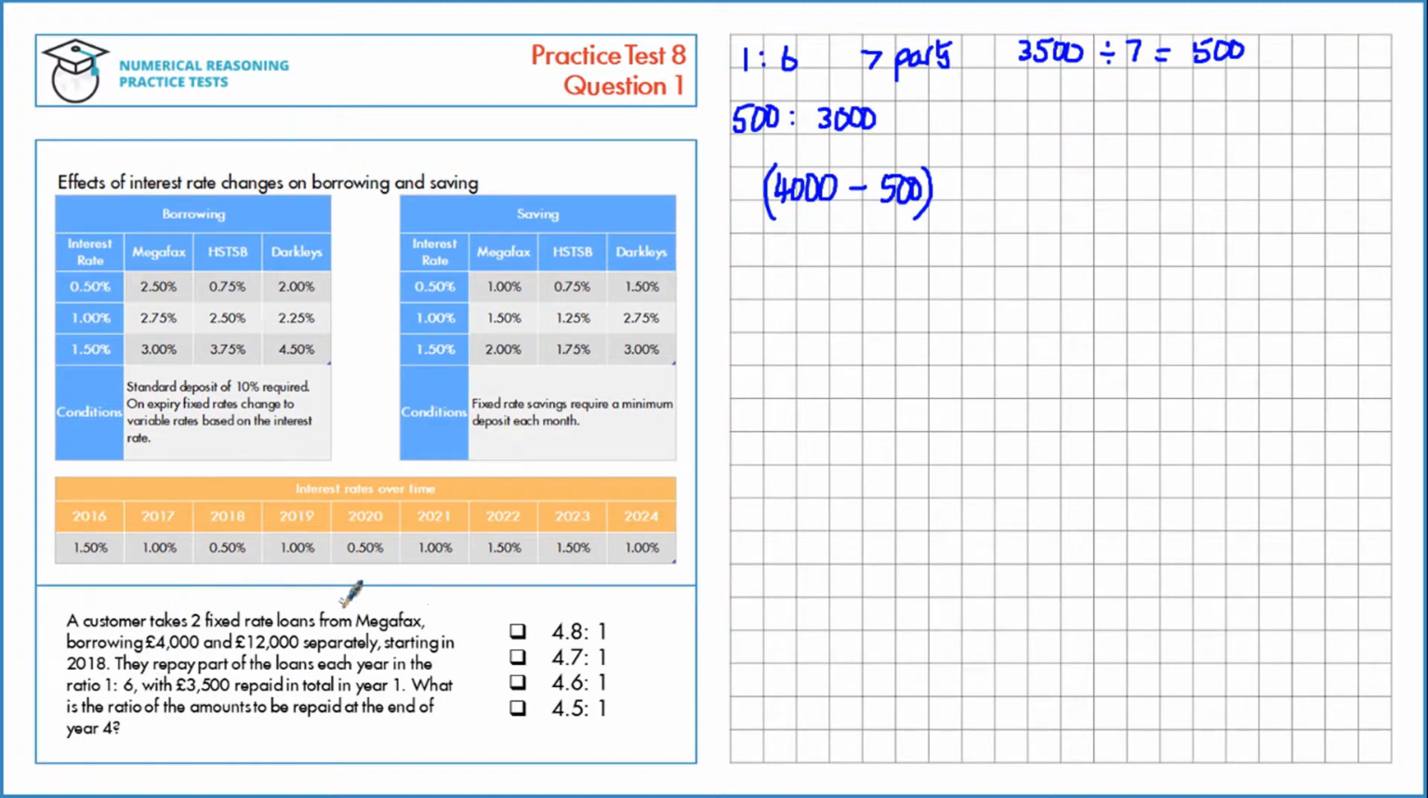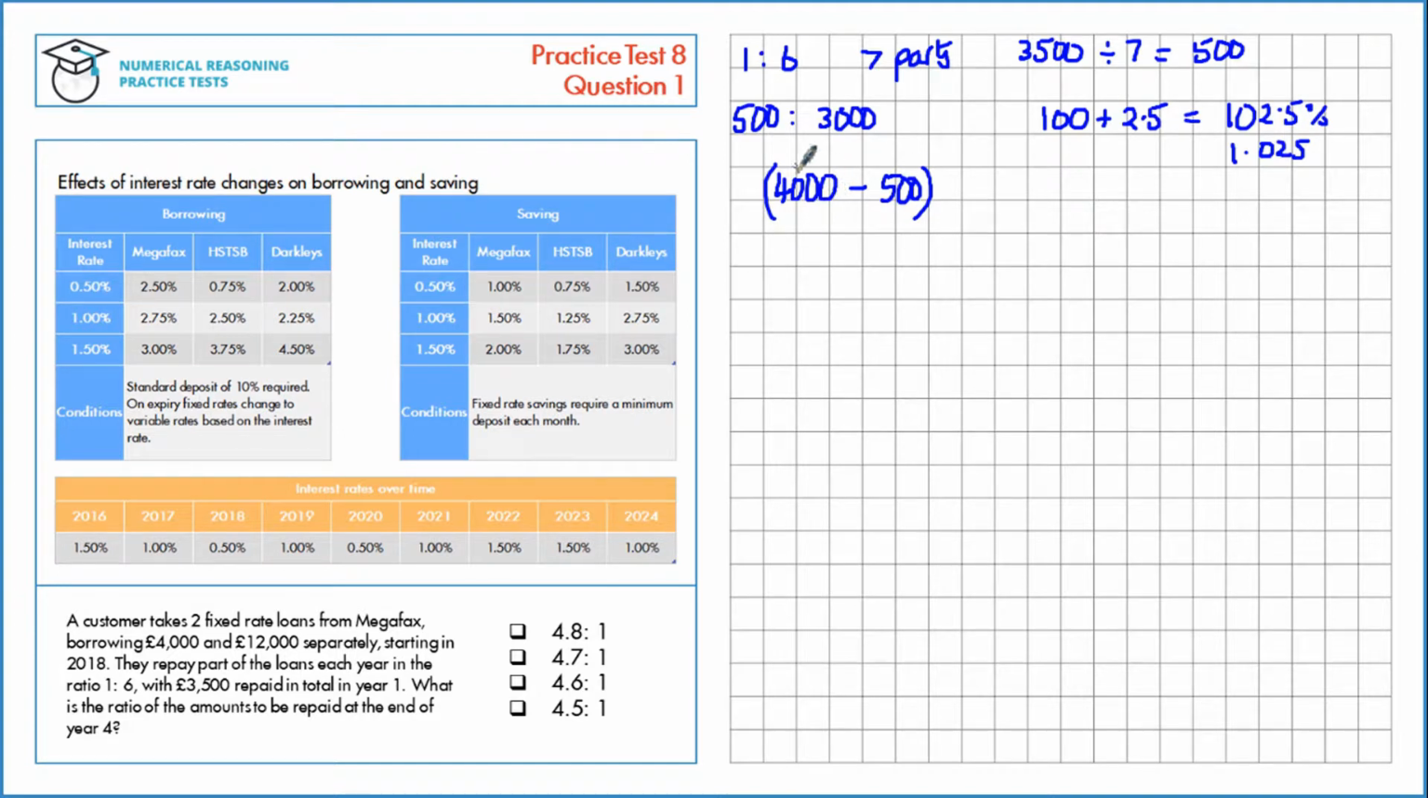So if we've got a Megafax fixed rate loan in 2018, the interest rate is 2.5%. If it's a fixed rate, that will stay at that rate for the duration. So if we have 100% and we add on 2.5%, we're left with 102.5%. As a multiplier, that's 1.025.